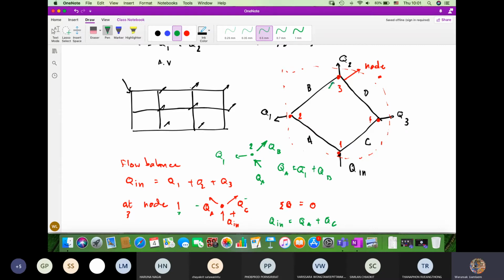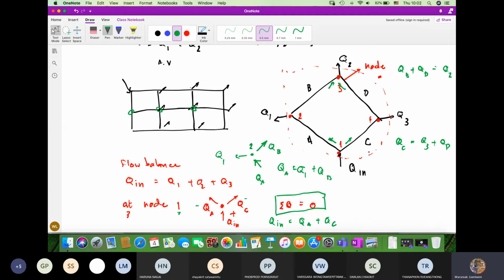What about this one? I just assume the directions of the flow. So for this one, QB plus QD must be equal to Q2. And the last one, QC must be equal to Q3 plus QD. So the summation of the flows at each node must be equal to 0. This is one of the outstanding characteristics of the pipe network. So you can apply the same rule while considering a complicated system like this.